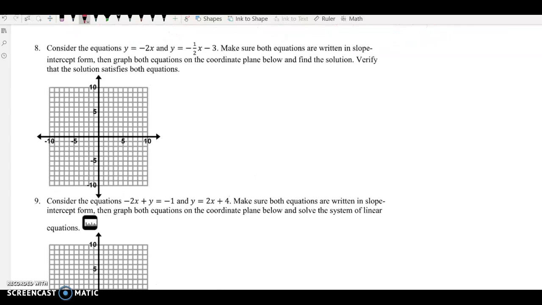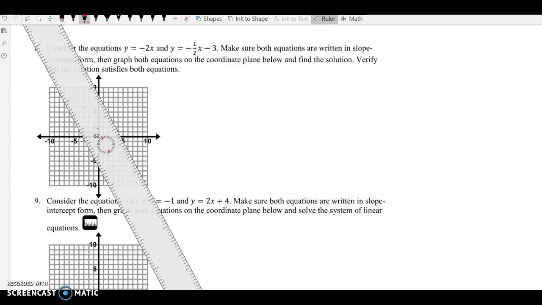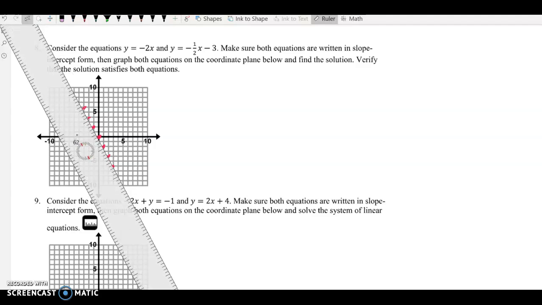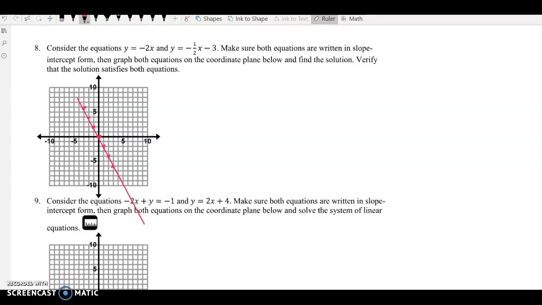So for this first one, I have y equals -2x. That means it goes through the origin. I'm going down 2 over 1, down 2 over 1. Again, for this unit, you're going to want to show a few points to the other side of the y-axis. Up 2 to the left one, up 2 to the left one. I'm going to grab my ruler, make my straight edge, and change my color.